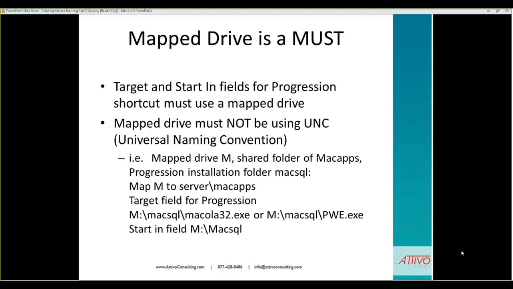As an example, if you have a mapped drive M with a shared folder of Mac apps, and the Progression install is a folder called MacSQL, you would map the M drive to your server /Mac apps, and the target field for Progression would be either M:\MacSQL\Macola32.exe or M:\MacSQL\Peewee.exe for the Workflow Explorer. And the start-in would be set to M:\MacSQL.